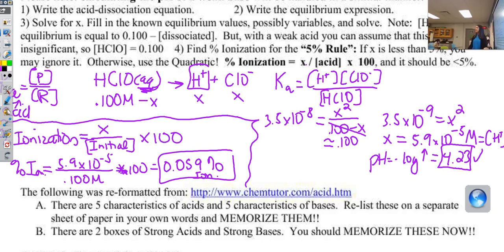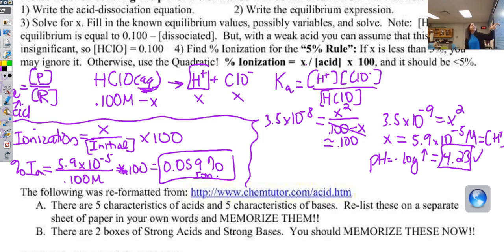If it happens to be small, then you can just ignore it. Okay? So let's take this step by step. What do we do first? Write your equation so you can write your expression. I always say write the expression first, and then you're like, oh, I don't know the equation. Go back and write the equation.